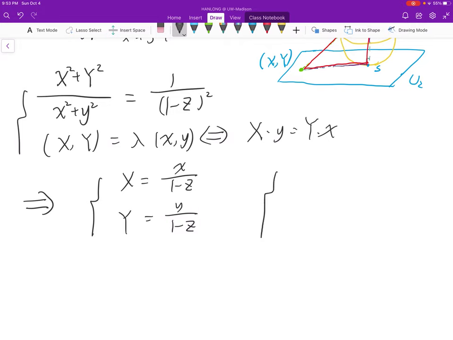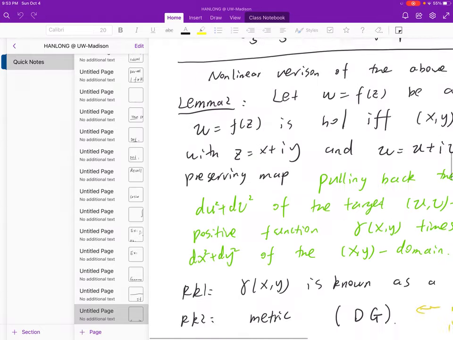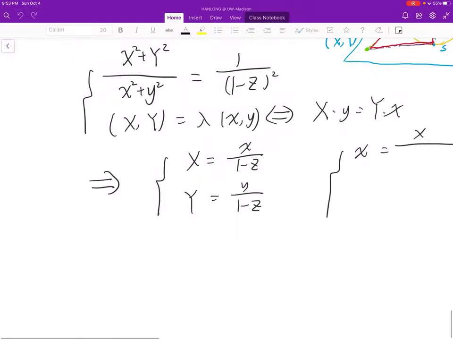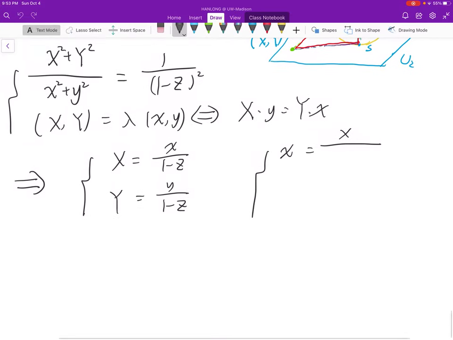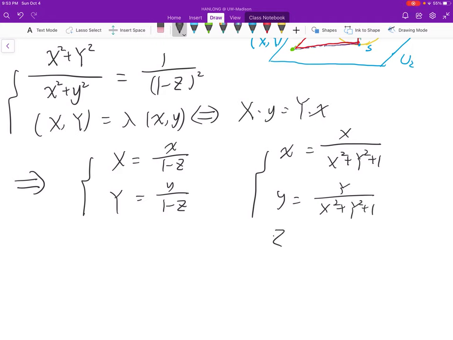And the inverse map is given by x equals capital X divided by capital X squared plus capital Y squared plus 1. Sorry. x is capital X over capital X squared plus capital Y squared plus 1. y is capital Y over capital X squared plus capital Y squared plus 1. z is capital X squared plus capital Y squared over capital X squared plus capital Y squared plus 1. Okay.